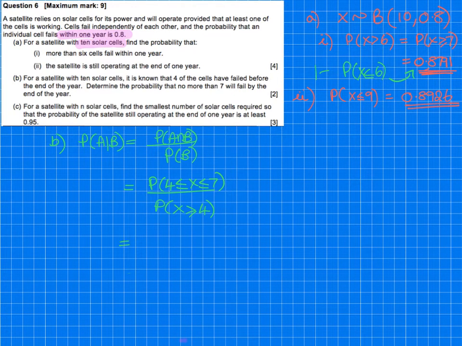We work out the denominator using BCD, we put the lower in as 4 and the upper in as 10, and that will give us 0.9991.